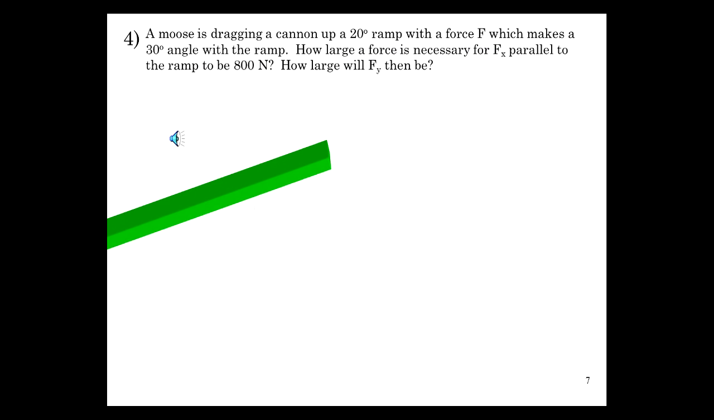Okay, how about a problem with a moose on a ramp that's angled 20 degrees from the ground? Let's check that out.